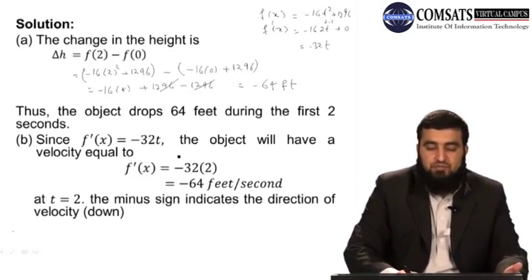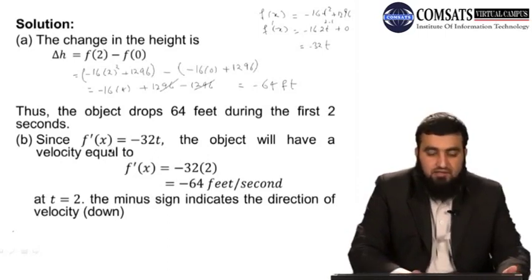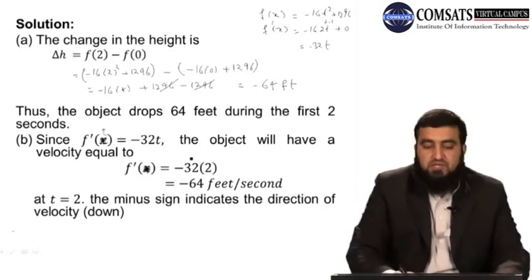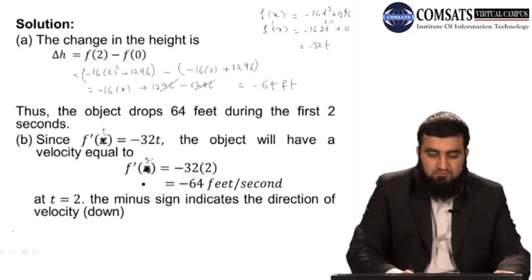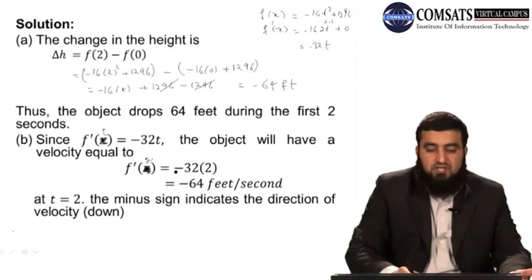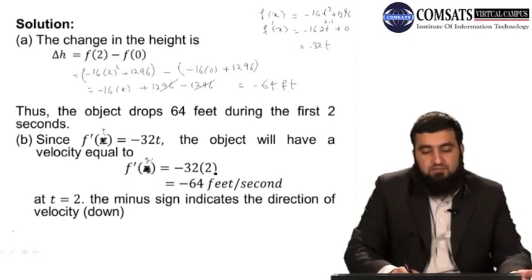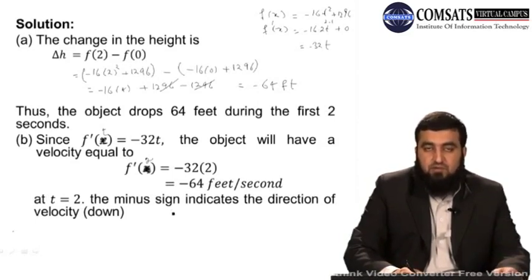It means that what you need to find is f prime of t is -32t. So the object will have a velocity equal to f prime of 2. अगर टाइम 2 पे आप इसकी वेलोसिटी फाइंड कर रहे हैं तो आपको t की जगह पे 2 पुट करना है इस फंक्शन में. So this gives you -32 into 2, which is -64 feet per second at t is equal to 2. So the minus sign indicates the direction of velocity, which is down. तो 2 सेकंड्स के बाद उस ऑब्जेक्ट की जो वेलोसिटी होगी वो होगी 64 feet per second.